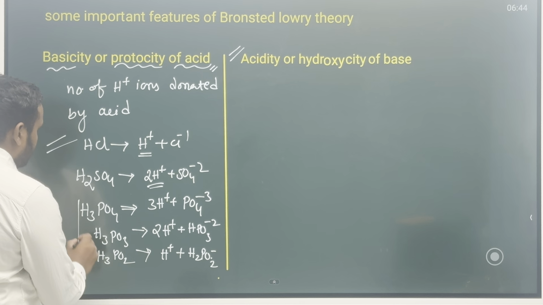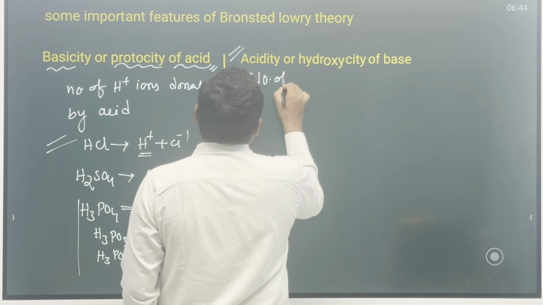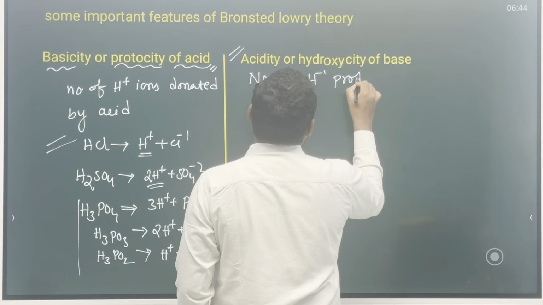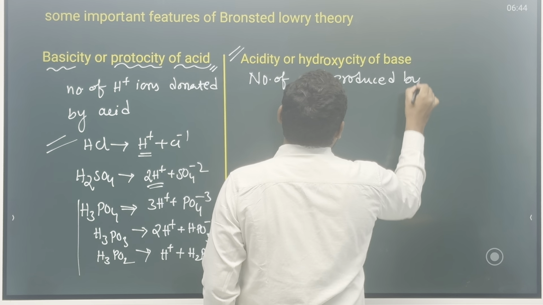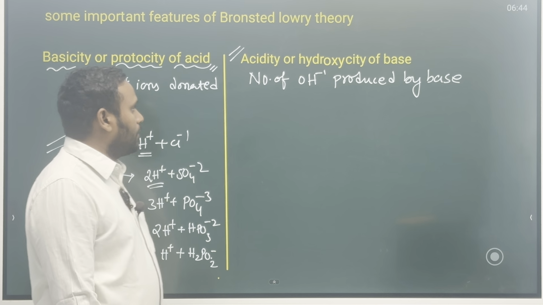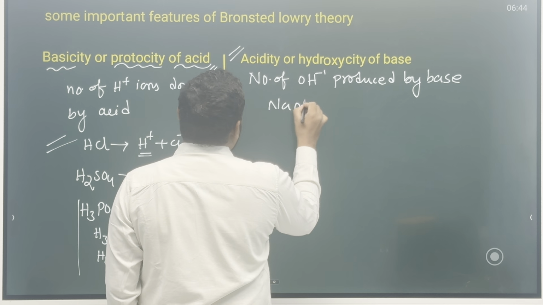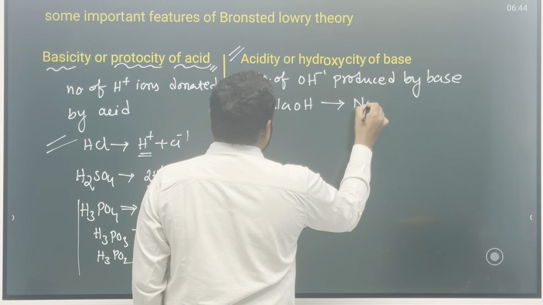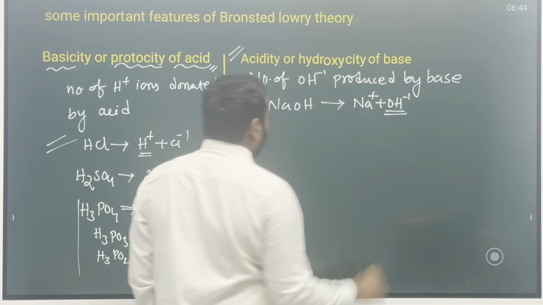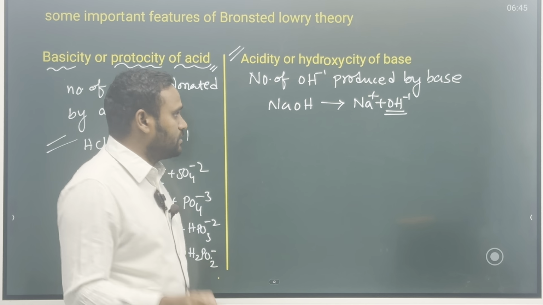Next is the acidity or hydroxicity of a base. What is acidity or hydroxicity? The number of OH minus ions produced by a base is called the acidity or hydroxicity of the base. For example, sodium hydroxide NaOH gives Na plus and OH minus, producing only one OH minus ion, so its acidity or hydroxicity is 1.